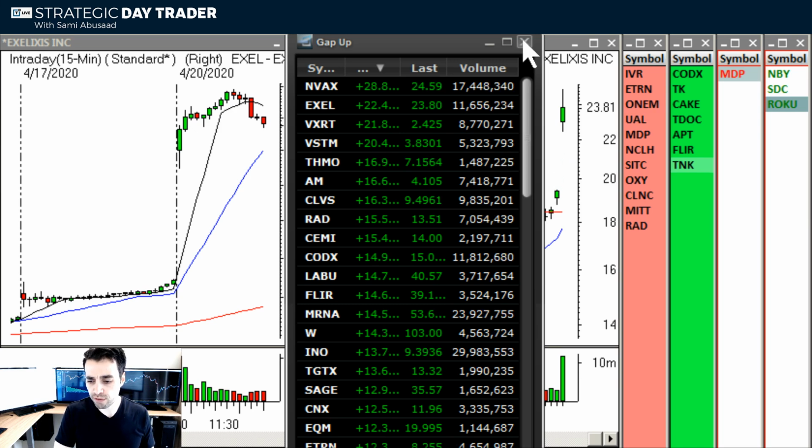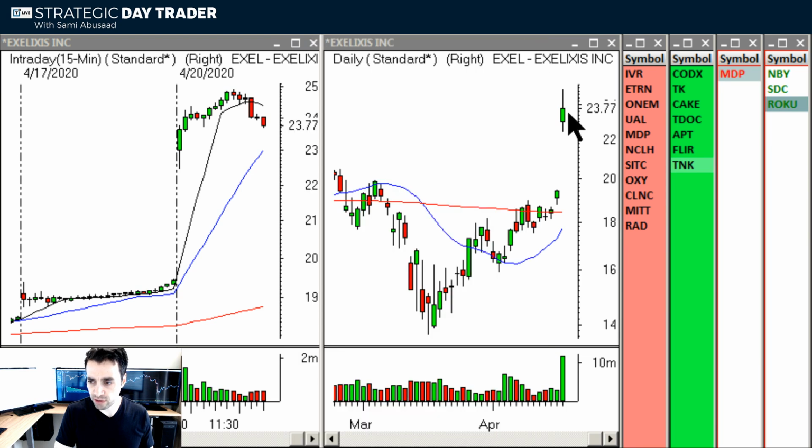In terms of the afternoon, I look for. I'm going to close out of the scanner because now I'm not scanning for gaps anymore. I already did it this morning. Actually, I'll just keep it open, no problem. Let's see, here we go. In the afternoon, this is what I look for.